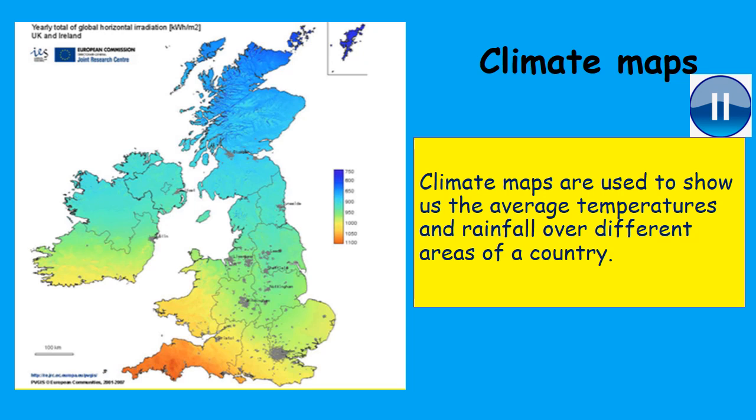Climate maps are maps that we use to find out the climate in different parts of the country. Now the climate is to do with the weather and the temperature. So we find out the average temperatures and rainfall over different areas in the country. As you can see in here, we've got a nice and warm area right the way down in Cornwall, all the way up to where it gets a lot colder up in the top of Scotland.